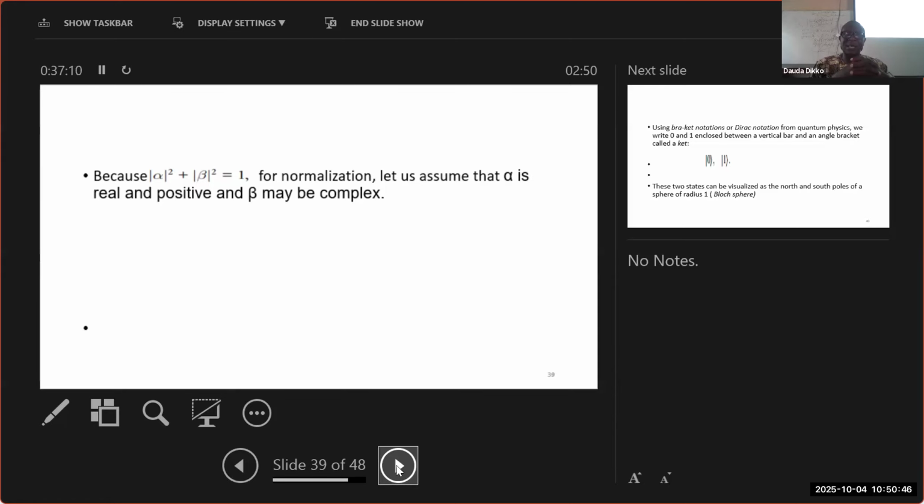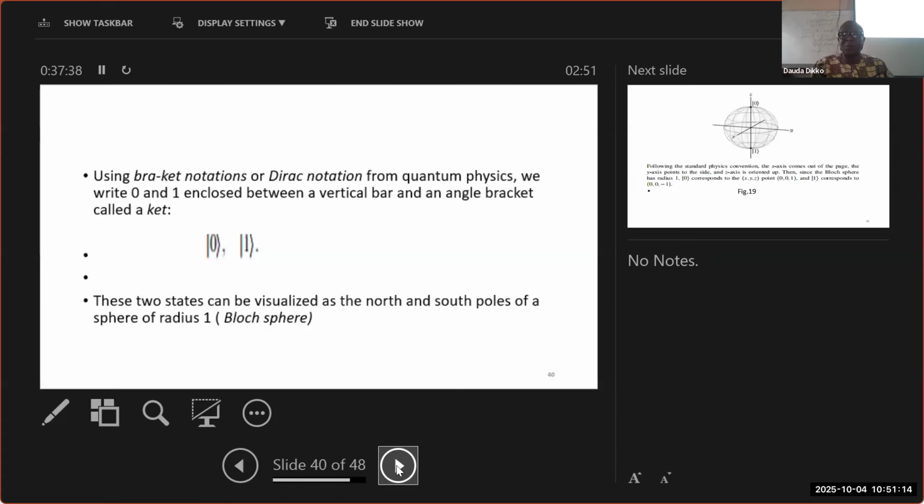Okay, so that means that if you take the square of the coefficients, which are also the amplitudes, and add them together, it will give you 1. So what that simply means is that a qubit can make a system have a total probability of 1.